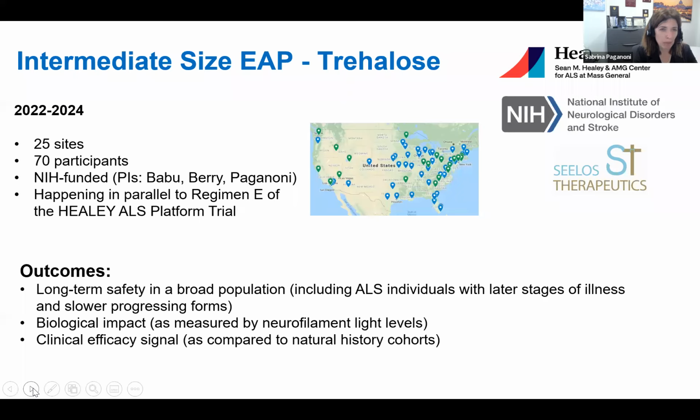Now, I do want to mention, as a segue to the previous presentation, that as the field continues to develop new statistical ways of comparing data to natural history cohorts, that's exactly the type of work that can be done in the context of an EAP. In other words, we can measure functional outcomes and survival compared to natural history studies that have already been completed or are still ongoing, to essentially have a virtual control so that we can learn more about this particular drug, and we can do so in a broad population that typically is not included in clinical trials.